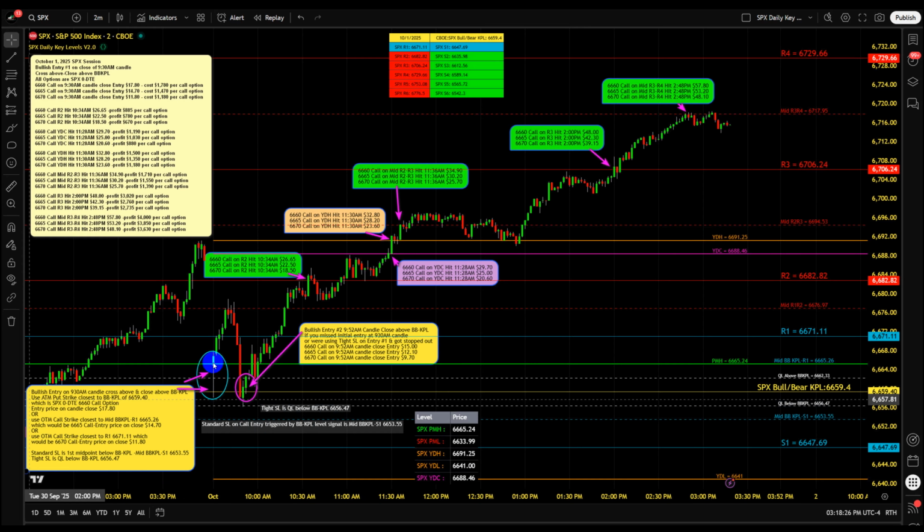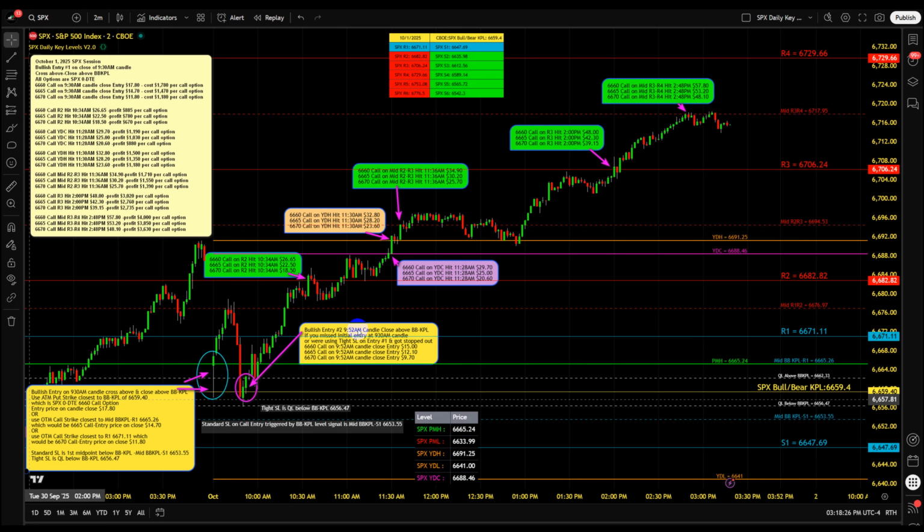Okay, as we can see, price did rocket up to the mid R1, R2 level here before turning around and retesting the BBKPL. As you can see here on this 9:50 candle, you did get a hit on this wick of the tight SL. So again, that's one of the reasons that we recommend using standard SL on most entries. However, we do have the tight SLs for people that prefer using those.